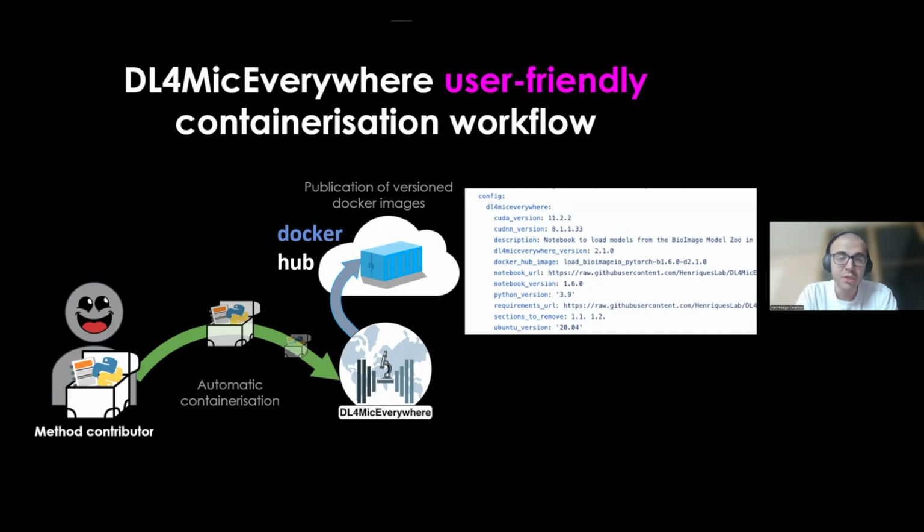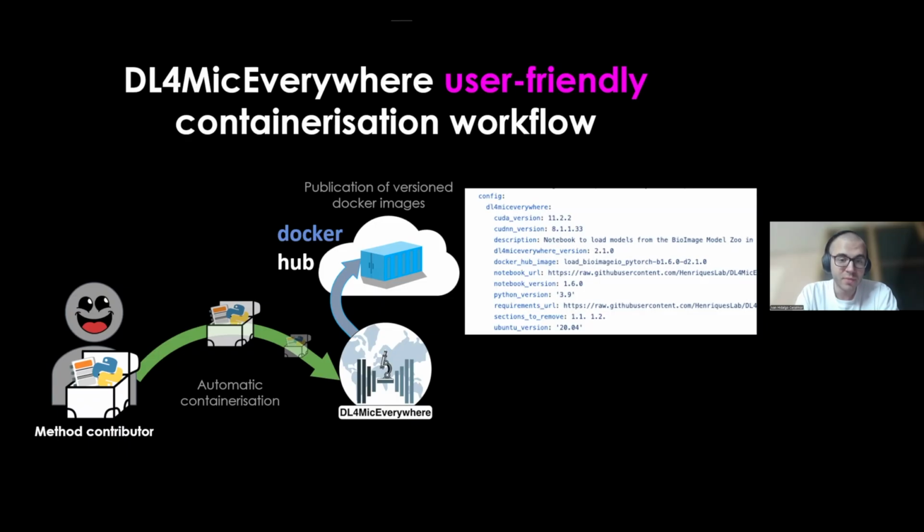Most of them are versioning to have everything as well established as possible, like the Python version, the Ubuntu version, and for the GPU, the CUDA and the cuDNN. Then, to give some context to your container, you can have the description and the name of the image that you will have. But the most important ones are the notebook URL, which points to where your notebook is, and the same for the requirements.